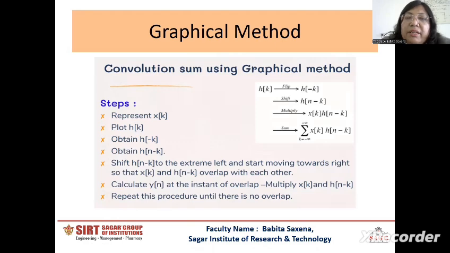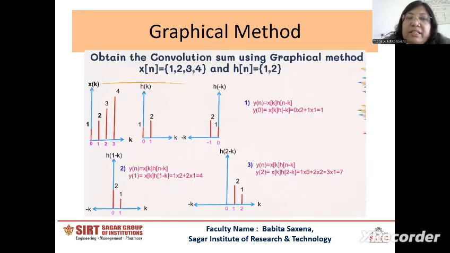Now this is the graphical method. In the graphical method, you have to plot the x[n] signal and the h[n] signal. Then you have to obtain h[-k]. This is the folded signal. Then you sum the folded signal with x[n]. So this is the process of convolution.